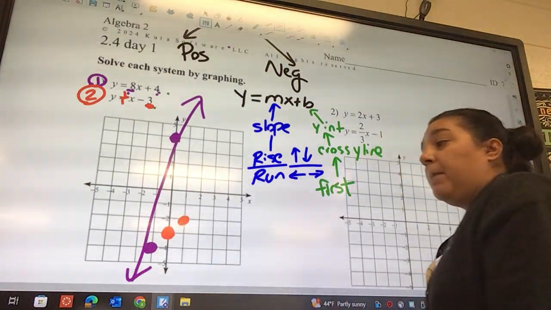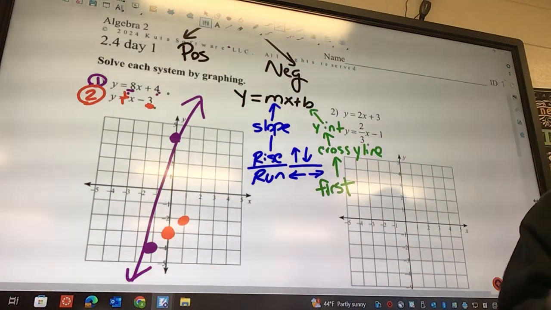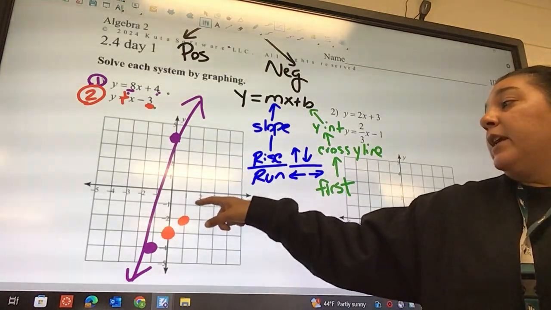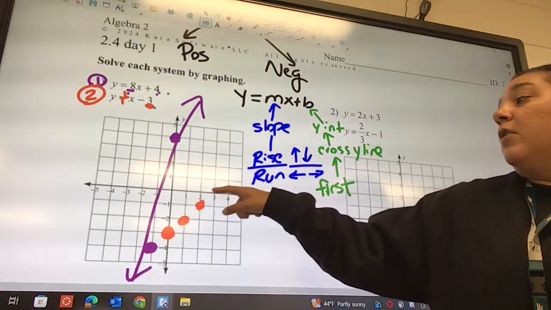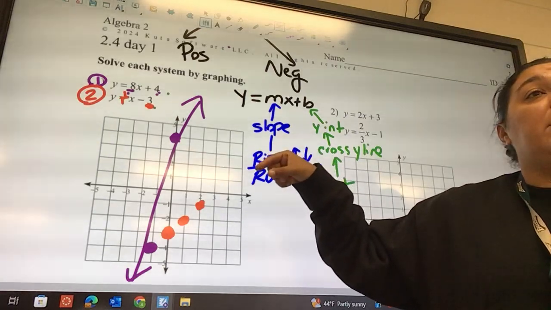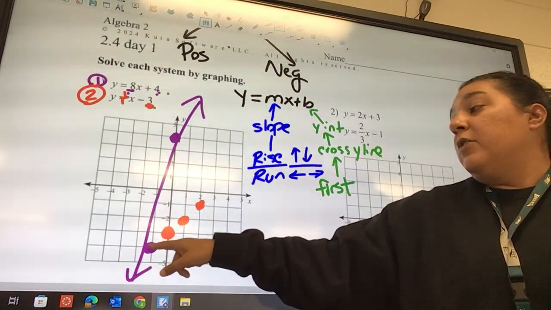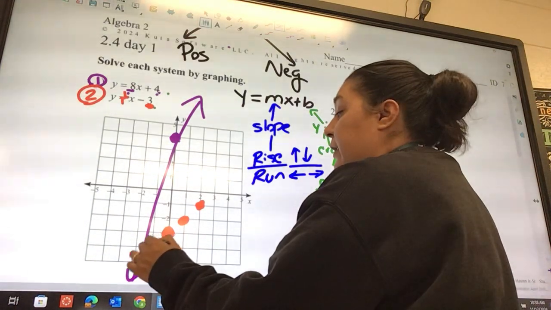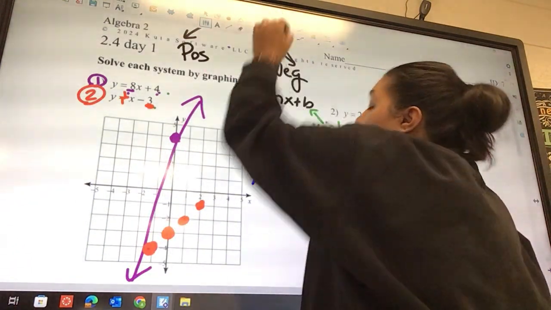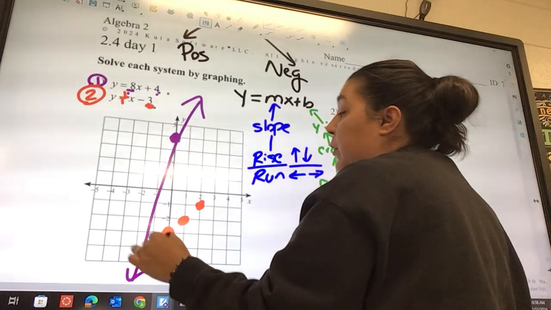Now the goal is to get these to intersect. If I keep going up 1 over 1, am I ever going to intersect? No. I can keep going up and over, but I'm never going to intersect. So you can also check the down. We could go down 1 and over 1. Right here, this is the intersection point. This is the point we're looking for. This is where these two people meet up.